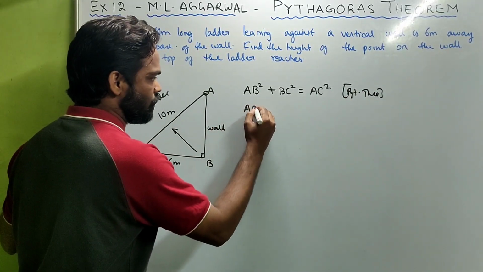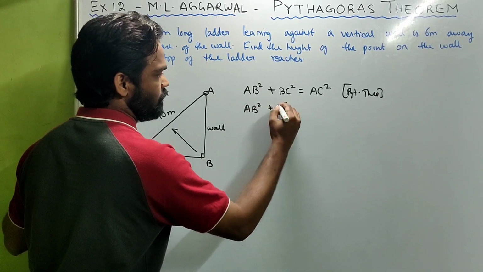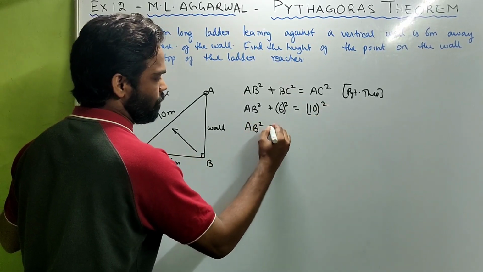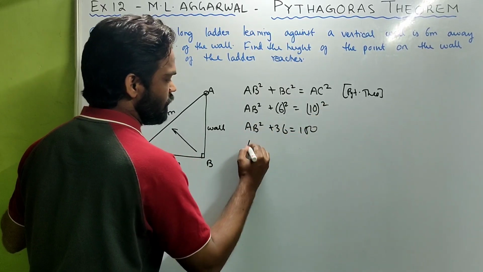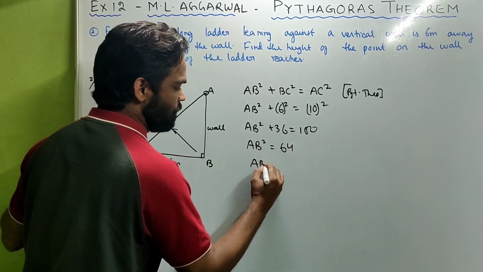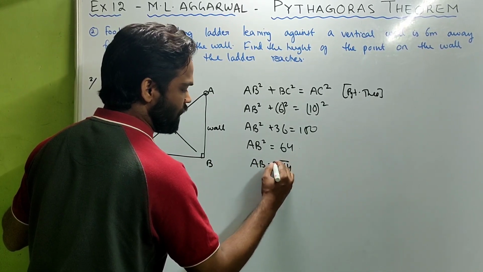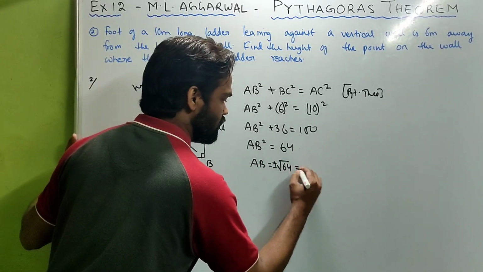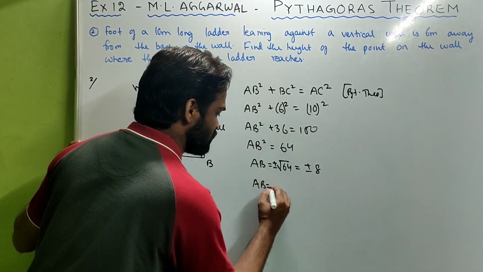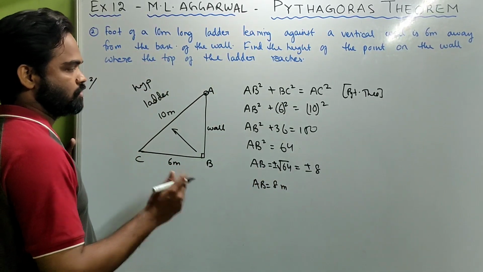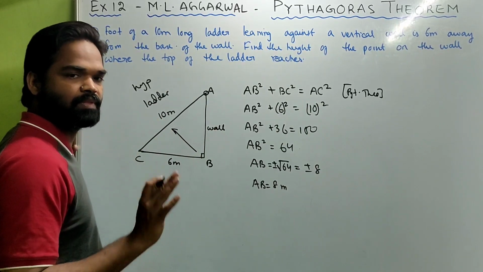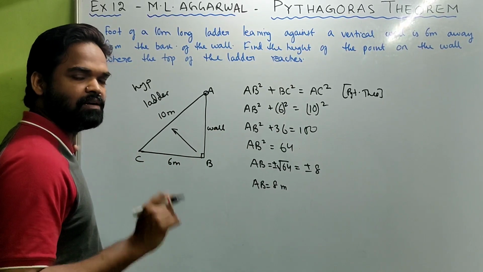Substitute the value. So AB square plus 6 square is equal to 10 square, which is AB square plus 36 equals to 100. AB square is equal to 100 minus 36, that's 64. So AB will be root of 64, actually plus minus root 64. So you get plus minus 8. Negative is not possible. So AB is equal to 8 meter. So the top of the ladder reaches the height of 8 meter on the wall. Is it clear? Now look at the next sum.